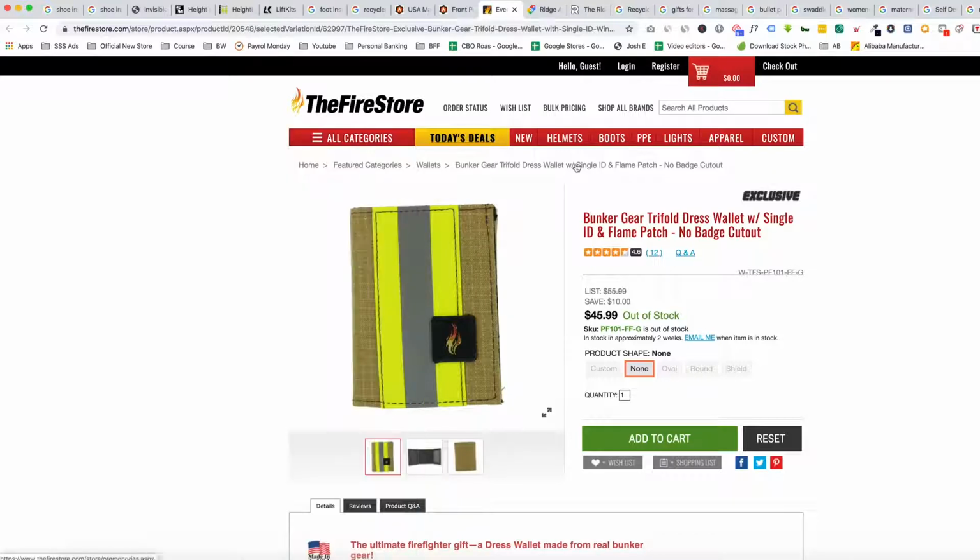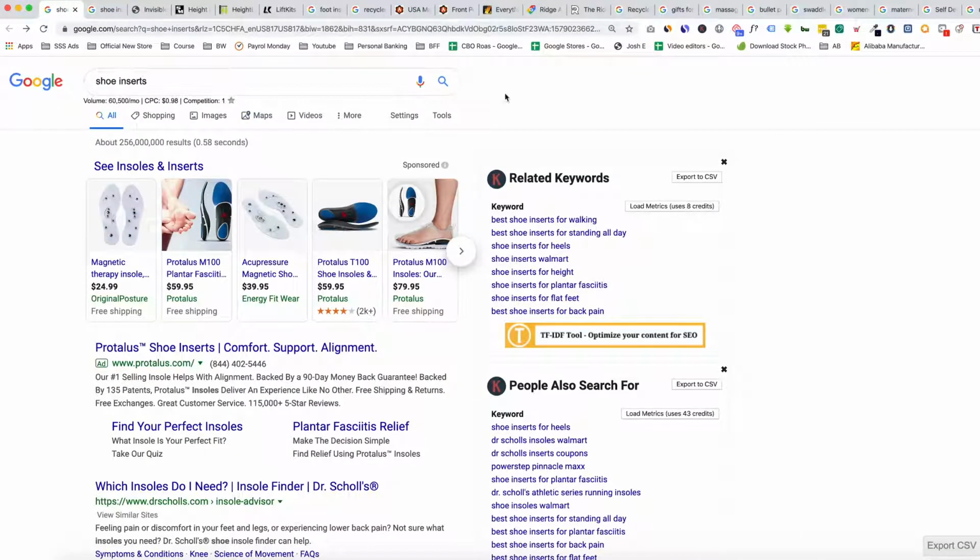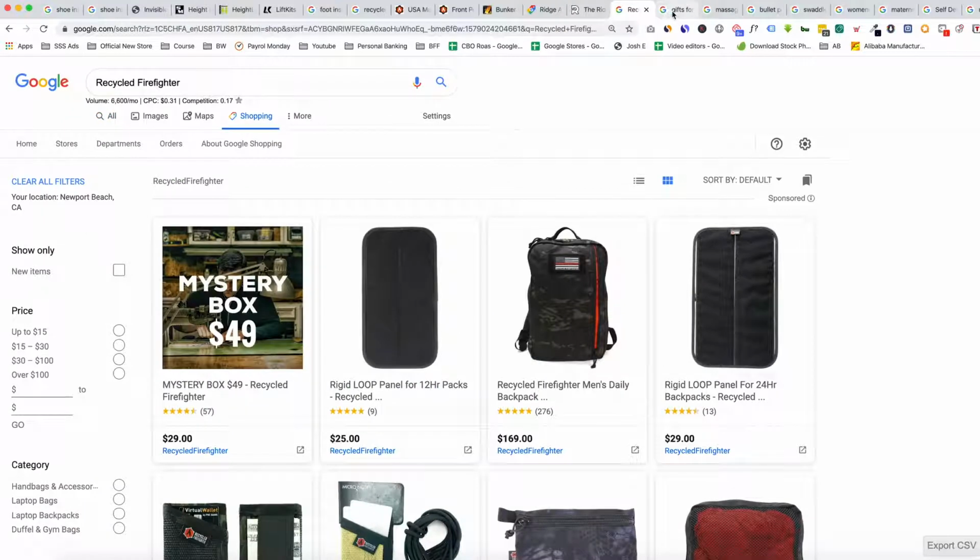Does that make sense? So if I want to really segment, we follow that same strategy that I did with shoe inserts. We just keep on going narrow and using different filters. But let me show you more examples.